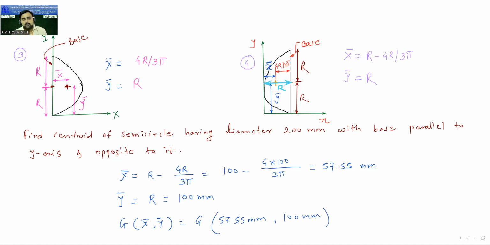57.55 and 100 mm. What does it indicate? The distances of the centroid. So if I draw the diagram of this, see, this is the semicircle, and somewhere here its centroid is located. Again, x-axis, y-axis. These are the reference axes. Reference axes are always required to find the centroid. Remember these points.